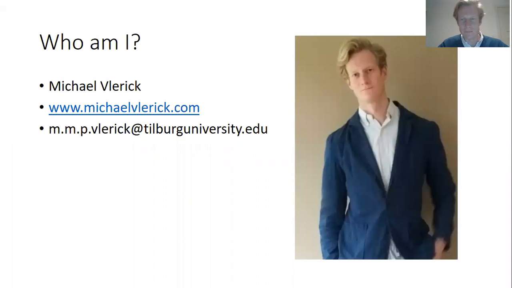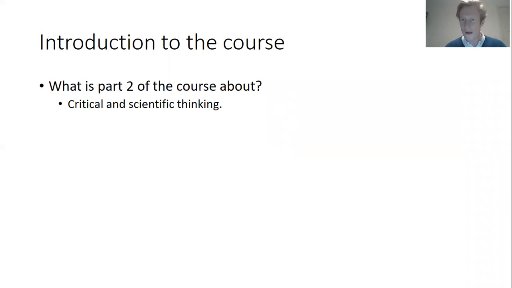My name is Michael Vlerik, and just like Hans Doremalen, who's coordinating this course and who taught the first part of this course, I am a philosopher of science. I'm also very interested in psychology, in particular in cognitive and evolutionary psychology and in social psychology. More information about my work, my interests, and my teaching you'll find on my websites, and I'll also provide you with my email address. So what is part 2 of this course about?